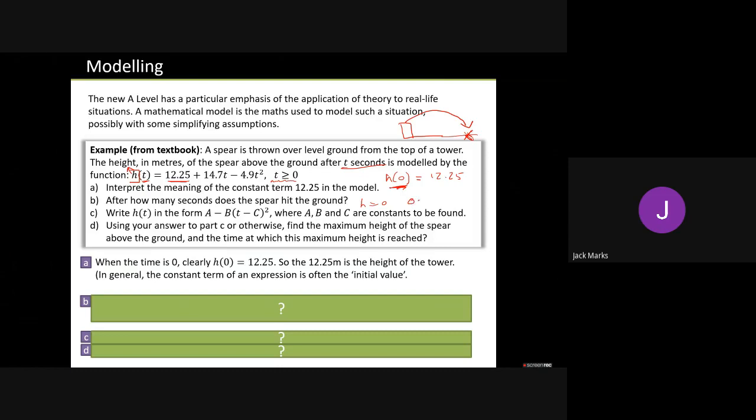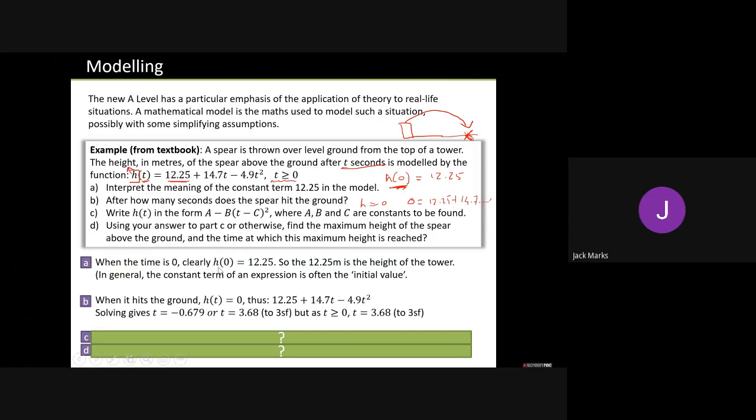In other words, 0 equals 12.25 plus 14.7t, etc. We have a quadratic that we need to solve. We get a negative time, which is no good. So we write it out and then we say that this is invalid. And we get a more sensible answer, such as 3.6.